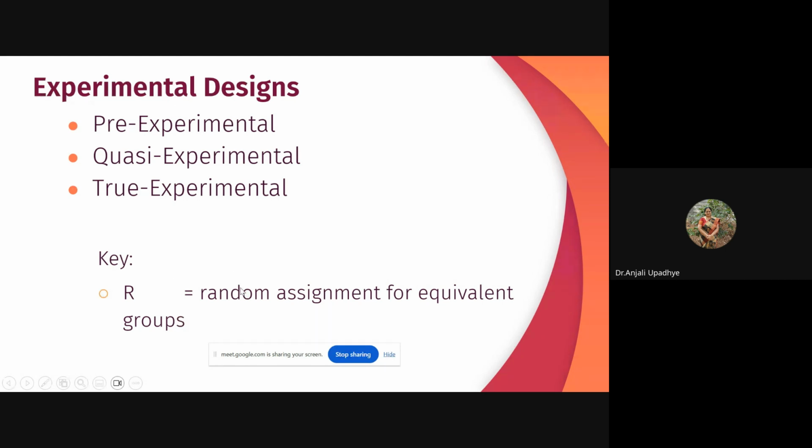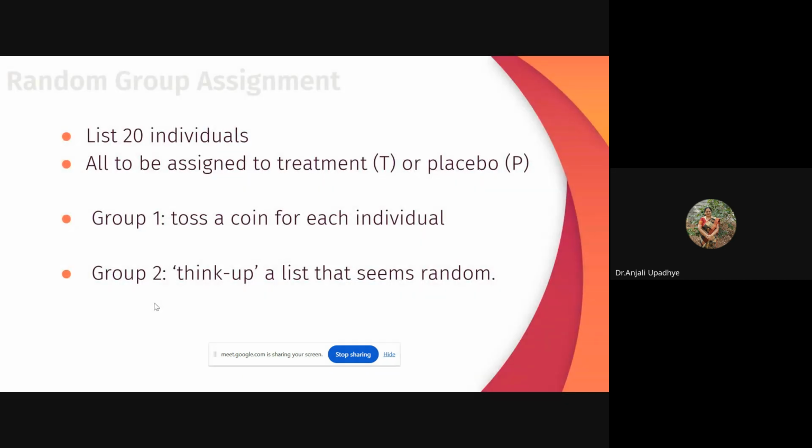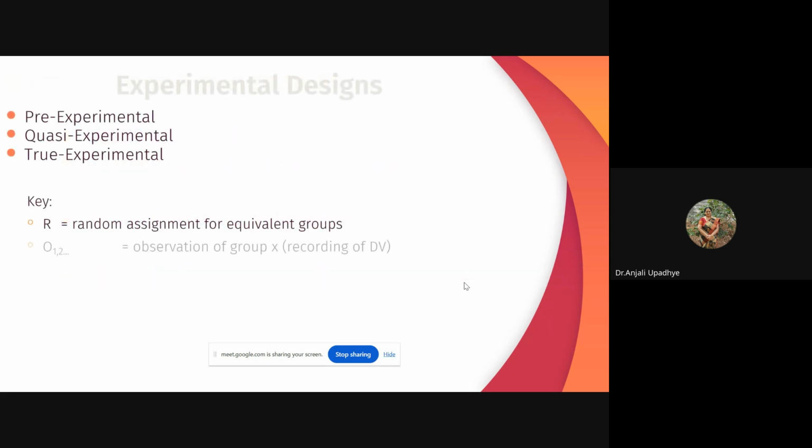The key is, what is R? It is random. Yesterday I told you what random is: reproducible, replicable, repetitive, randomly assigned. It is a random assignment. Sometimes we are taking 20 individuals, all of them assigned to the treatment group or the placebo group. Toss a coin for each individual and make up a list that seems random. A simple experiment is there, a random group experiment.